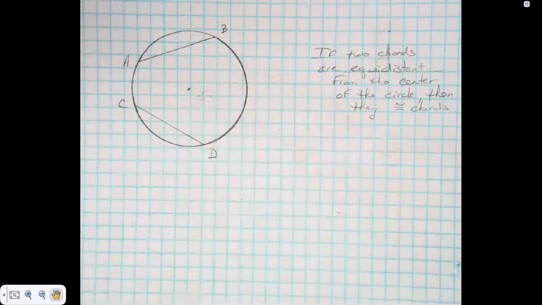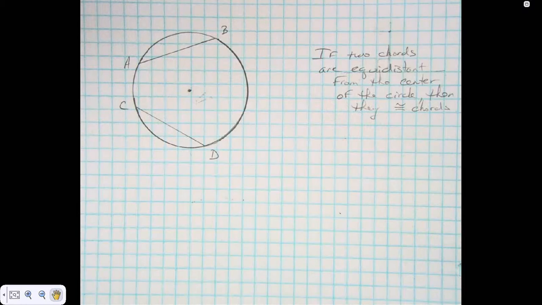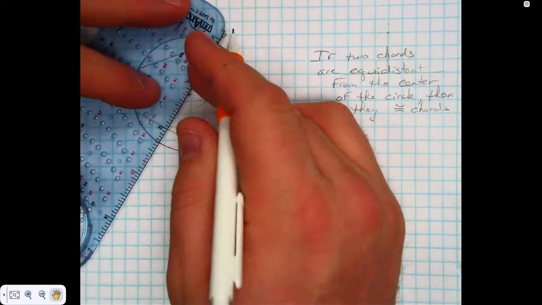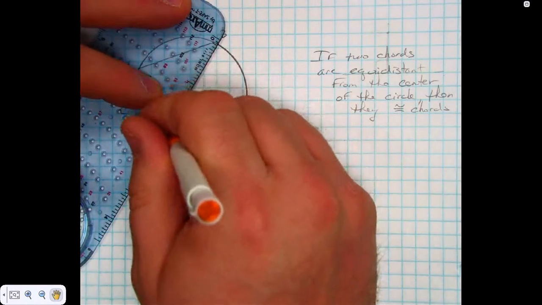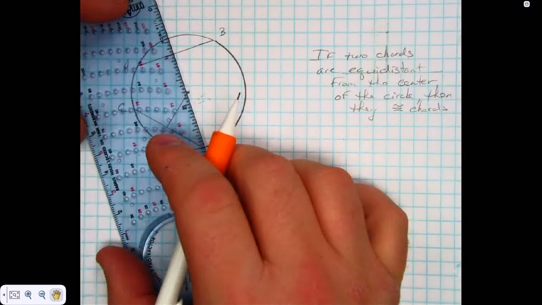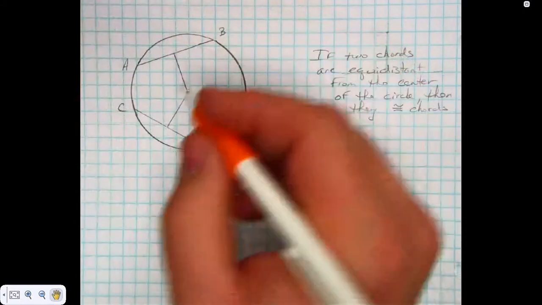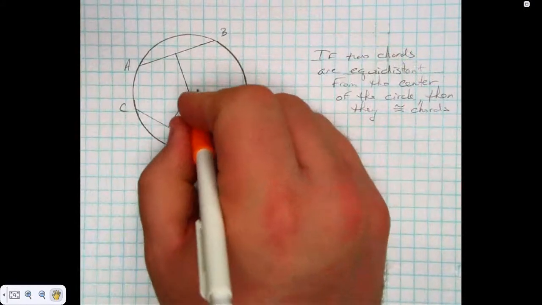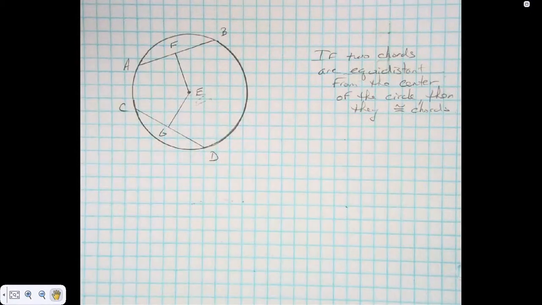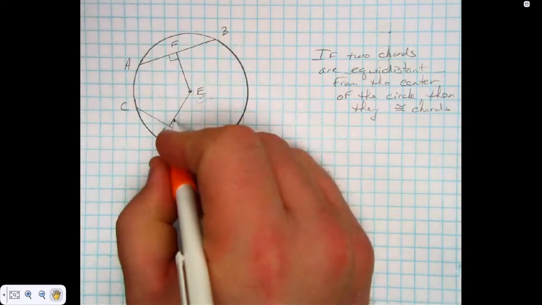What is this saying? If two chords are equidistant from the center, how am I going to measure this distance from the center? From a point to a line. What am I going to do? Have to measure it along a what? Right angle. What does it look like these two segments I'm drawing are? What do you think I can say? First of all, this would have to be a what? Right angle.